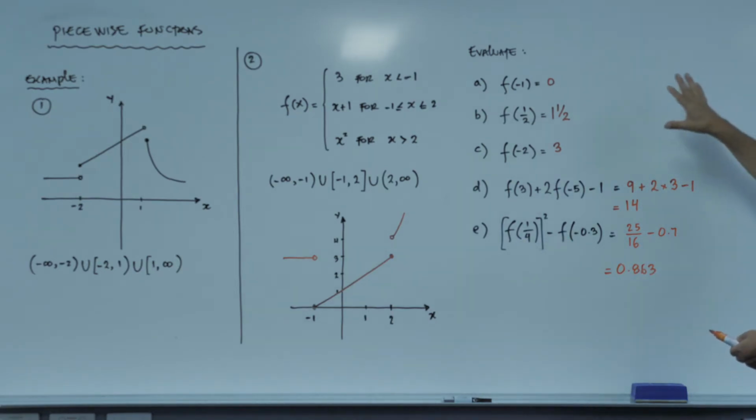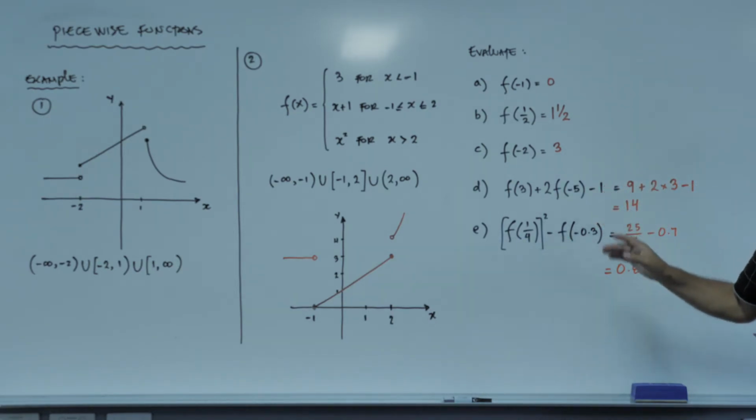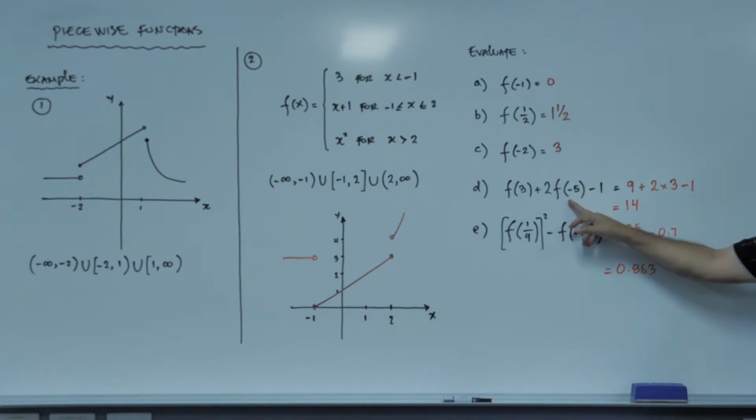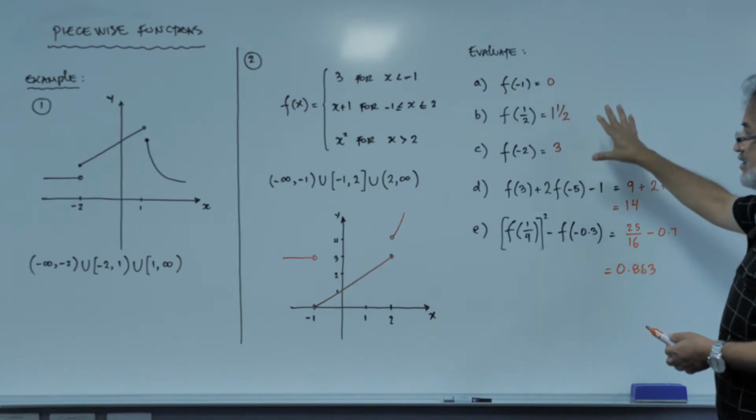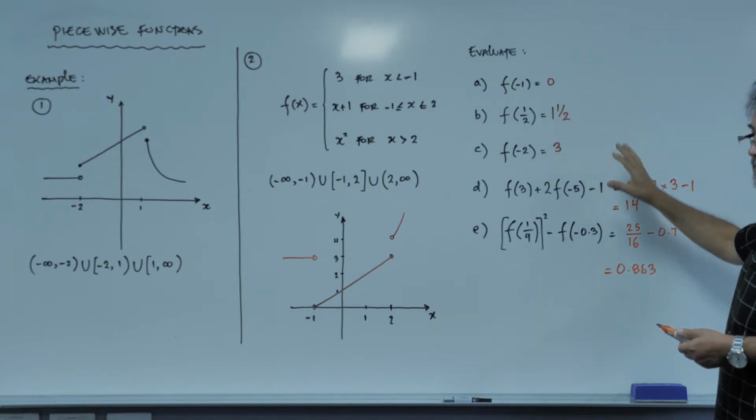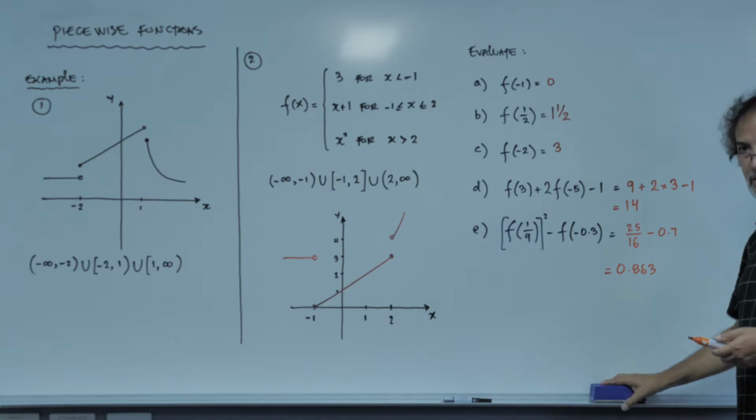All right, but anyway, are you okay with this? Where do we get 3 from? Look, it's negative 5, right? Is negative 5 less than negative 1? Yeah. Oh, okay, my bad. Okay. Anyway, are you okay with this? Yes? Okay. Jasmine, you okay with this? Okay.